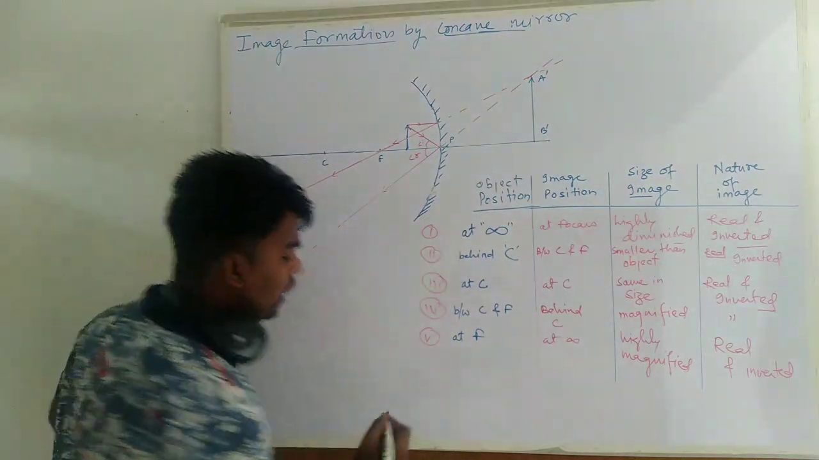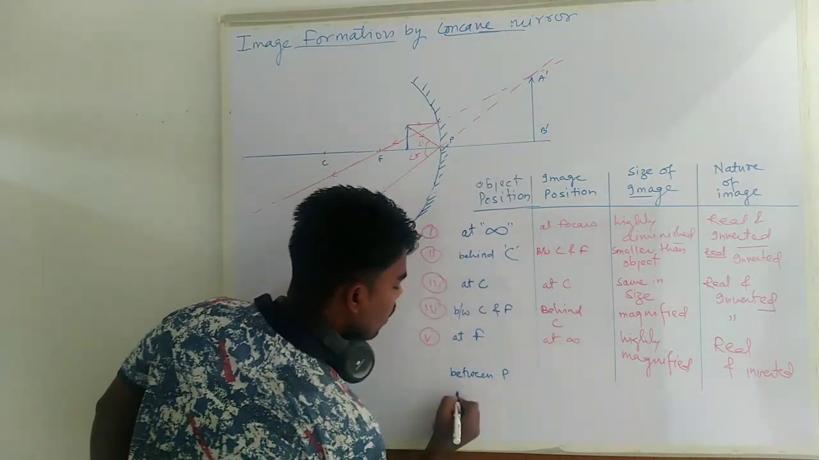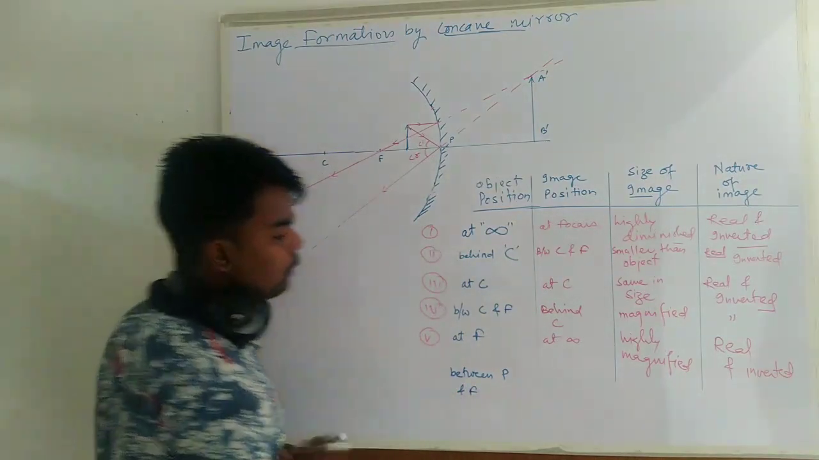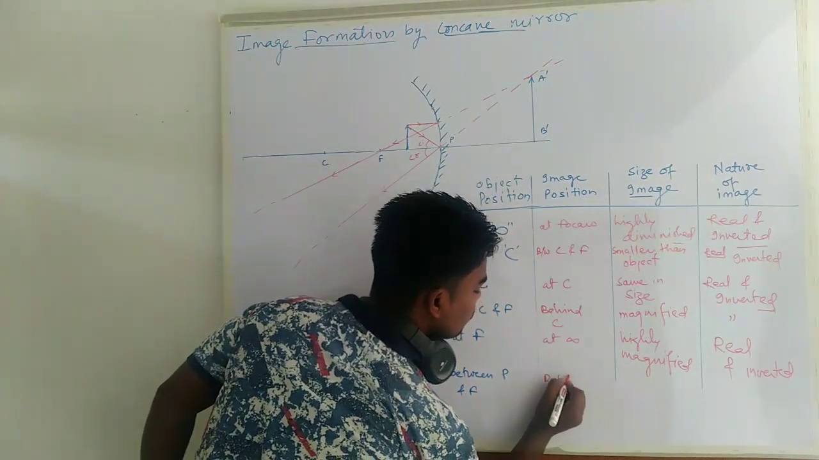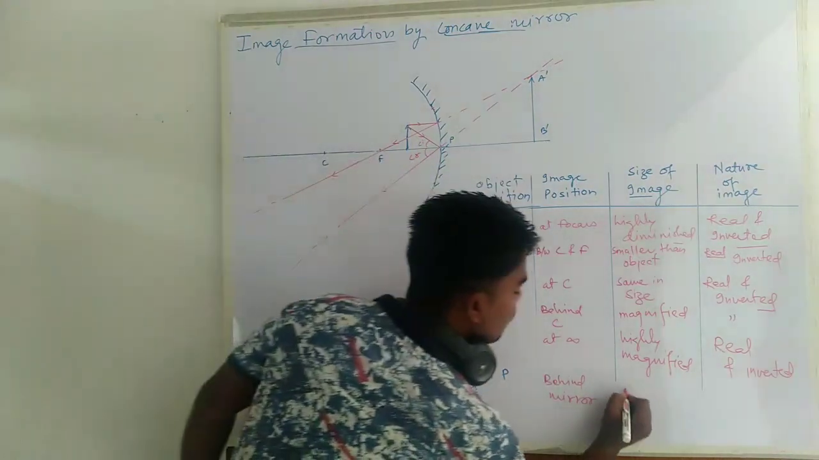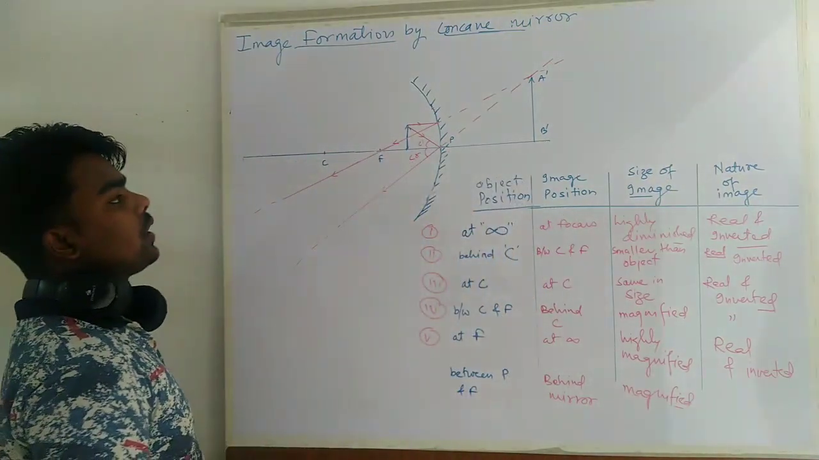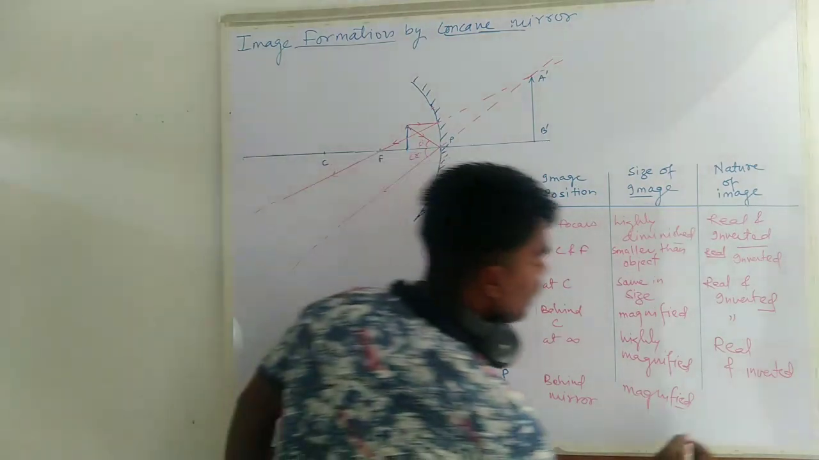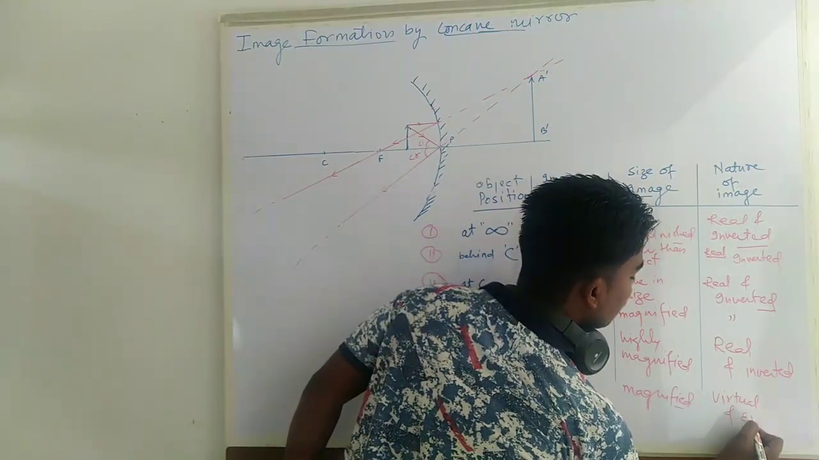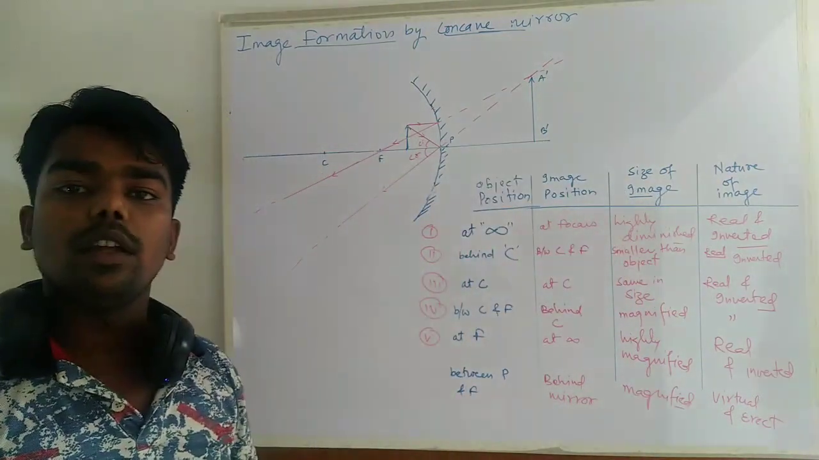So if the object is placed between P and F, between pole and focus, the image will form behind the mirror, and this will be magnified. And what will be the nature? It will not be real and inverted, it will be virtual and erect. Virtual and erect image will form.